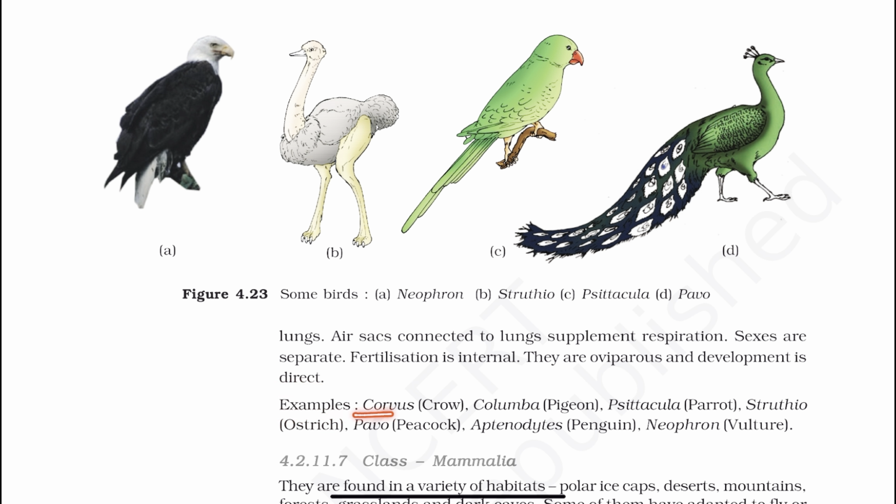Example: Corvus, crow; Columba, pigeon; Psittacula, parrot; Struthio, ostrich; Pavo, peacock; Aptenodytes, penguin; Neophron, vulture. Figure 4.23 Some birds: A. Neophron, B. Struthio, C. Psittacula, D. Pavo.